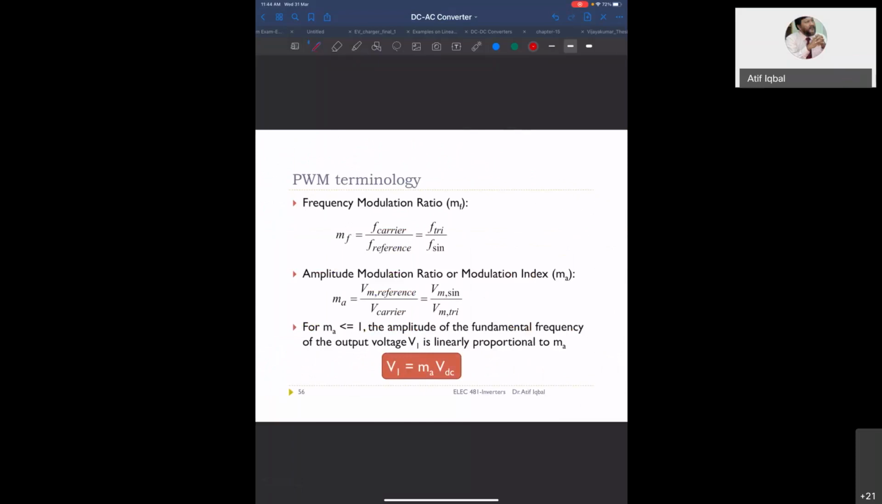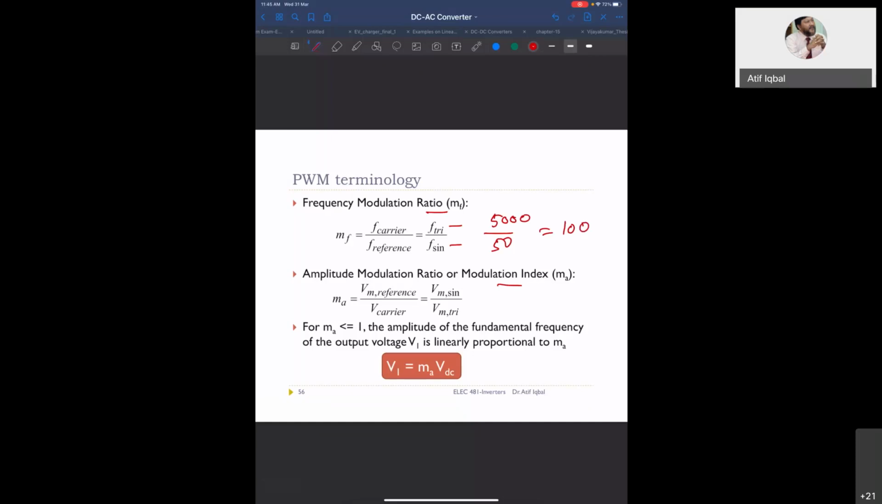Now there are some terminologies that are used in the PWM. One is called the frequency modulation ratio, another is called the amplitude modulation ratio. This amplitude modulation ratio is also called modulation index. Frequency modulation ratio is defined as the ratio of the triangular carrier wave frequency divided by the frequency of the sine wave. So if the triangle is say 5 kilohertz and the sine wave is 50 hertz, then you have 100 as your frequency modulation ratio.